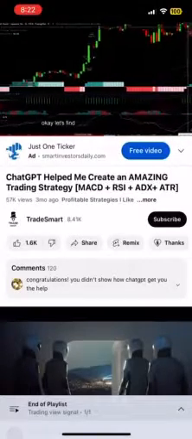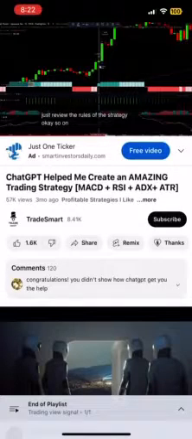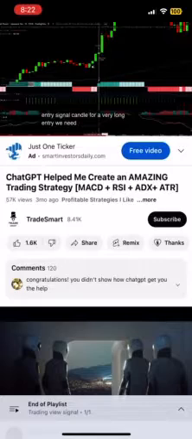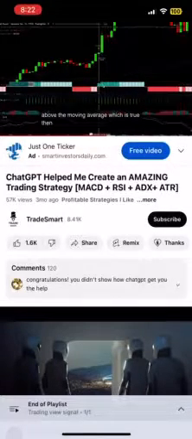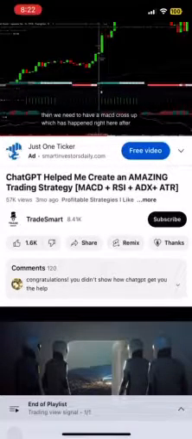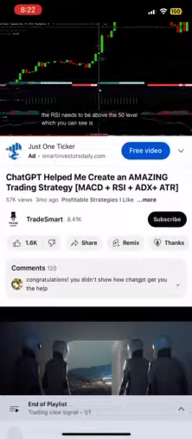Okay, let's find another long example to just review the rules of the strategy. On this candle we got a long entry signal candle. For a valid long entry, we need to see the price moving above the moving average, which is true. Then we need to have a MACD cross up, which has happened right here. After that, the RSI needs to be above the 50 level, which you can see is above.